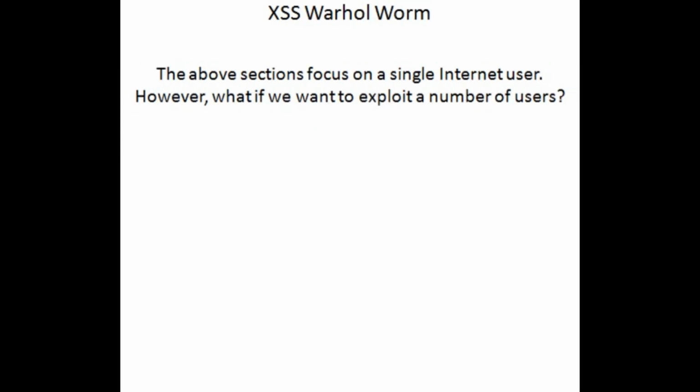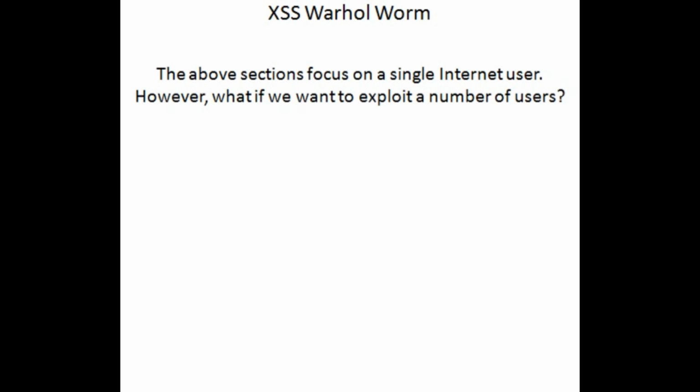XSS warhole worm. The above sections focus on a single internet user. However, what if we want to exploit a number of users? We are now talking about a worm. A normal worm on the internet has a very inefficient means of propagation. It must scan the internet looking for vulnerable machines. Once it finds one, the parent node continues to scan the internet while the child rescans the same internet space, making it completely inefficient. The solution to this method of propagation is called a warhole worm.